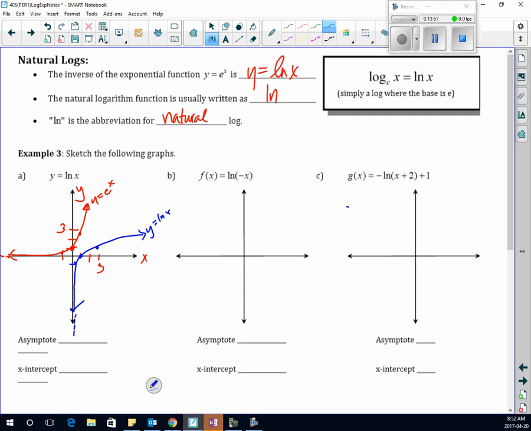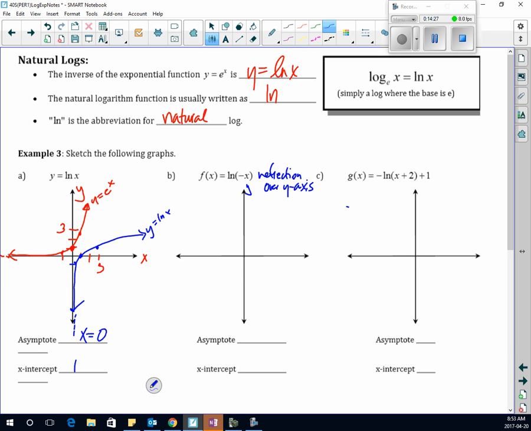So what's the asymptote here? X equals 0. What's my x-intercept? 1. Okay, what do you think is going to happen for this one here? It's a reflection. So the x's become negative x's. So what is that? Reflection over the y-axis? Yes? Okay, so do you want to draw the base graph?